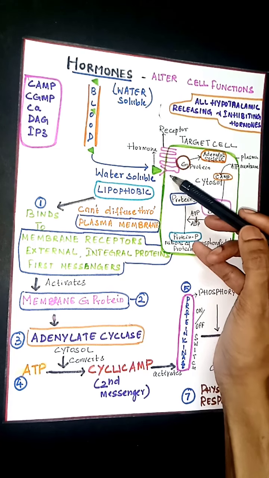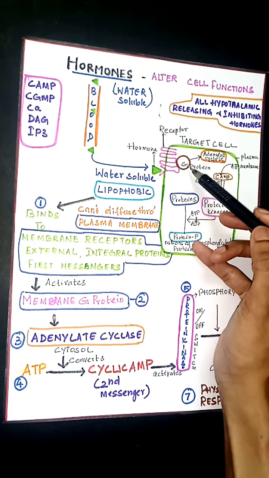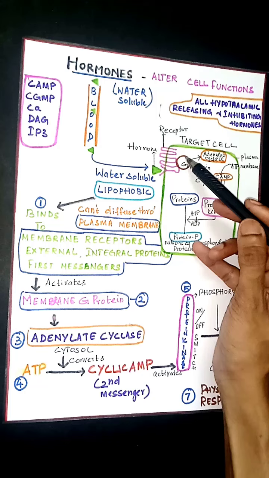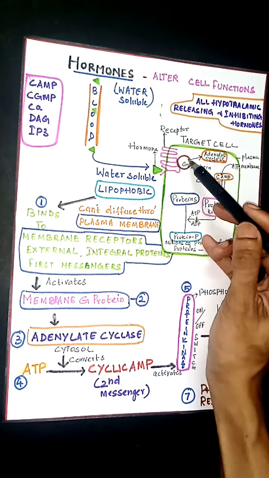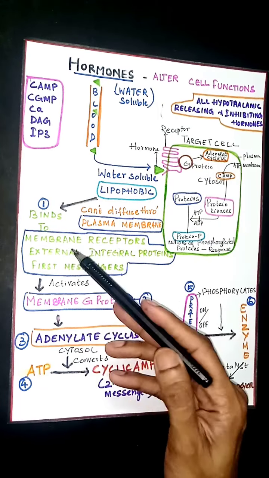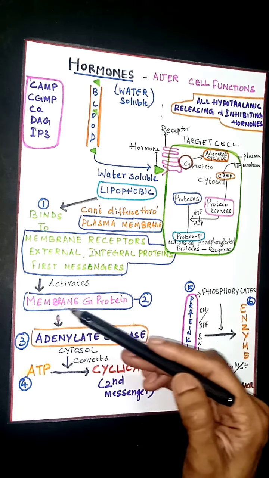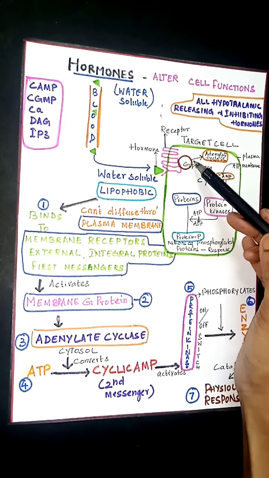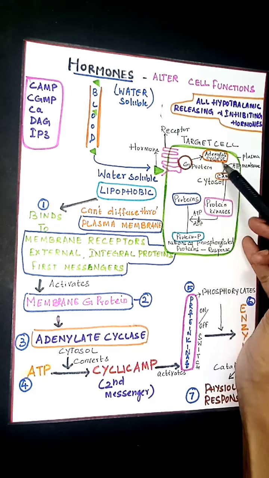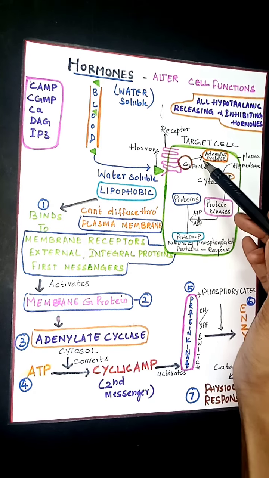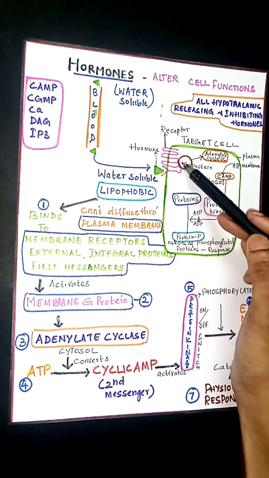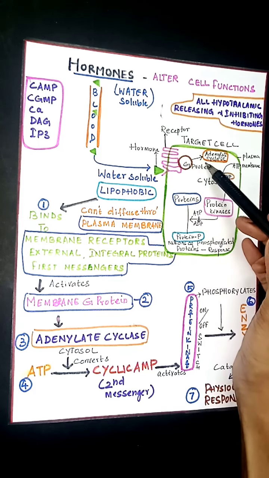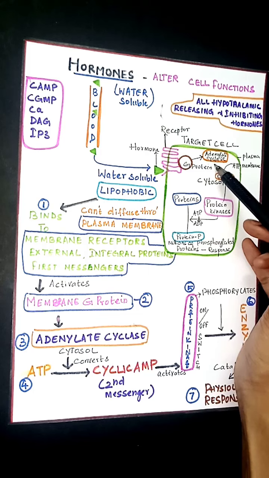When the first messenger gets activated, it activates the G protein which is present close to the plasma membrane. This is a type of membrane protein. So binding to membrane receptors activates the membrane G protein. This is the second step. The third step is that this G protein will activate an enzyme called adenylate cyclase, which is present in the cytoplasm. The first two steps take place in the plasma membrane. The third step, activating adenylate cyclase, happens in the cytosol.